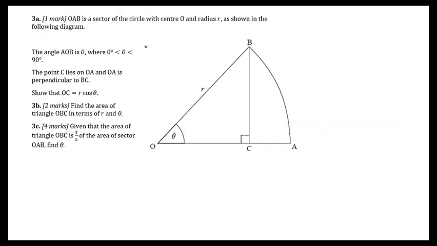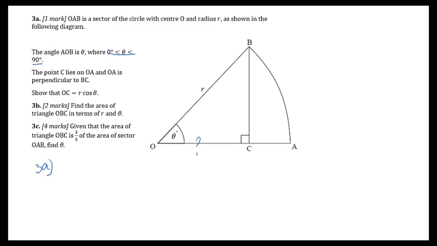Let's go to 3A. OAB is a sector of the circle with center O and radius R, as shown in the following diagram. The angle AOB is theta, where theta is between 0 and 90 degrees. The point C lies on OA, and OA is perpendicular to BC. Show that OC equals R cosine theta.